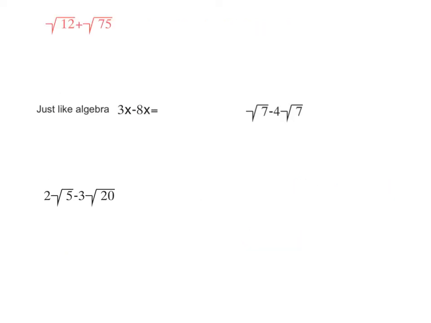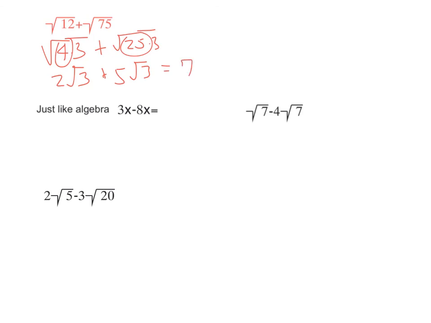I can't add radical 12 and radical 75 because I don't have like radicals there. But I can rewrite 12. I can rewrite 12 as 4 times 3. And 4 is a perfect square. So this gives me 2 radical 3. And I can rewrite 75 as 25 times 3. And 25 is a perfect square. So this becomes 5 radical 3. Well, now I have 2 radical 3 plus 5 radical 3. And that will combine to give me 7 radical 3.